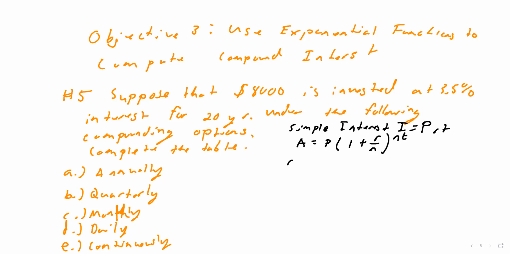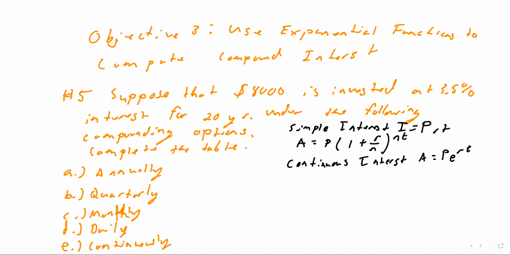So, continuous. Where's how you spell the word continuous? I think that's how you spell it. Continuous interest will be A = PERT. A equals P times e raised to the rt. I won't make you memorize that one either.